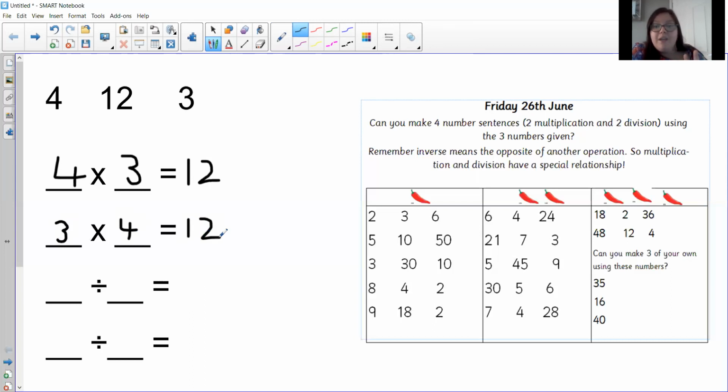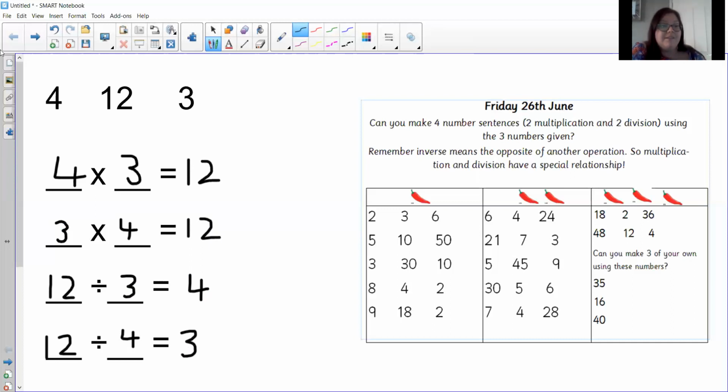So, using inverse, we could also start with 12. That's my largest number. If you can hear my cat in the background, he's desperate for my attention. So 12 divided by 3 equals 4. And we've done some division before, so if you wanted to use counters, you could check that. And 12 divided by 4 equals 3. So there's those 3 numbers there, using those in different orders to get your 2 multiplication and your 2 division sentences.